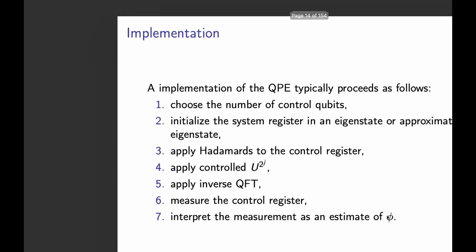So this is a quick summary. For the implementation of the QPE, you choose the number of control qubits, and you initialize the system register in an eigenstate, or approximate eigenstate. This is actually quite important because, as we discussed last time, if you have performed a VQE calculation like you did in project 1, then you have an estimate for the ground state.